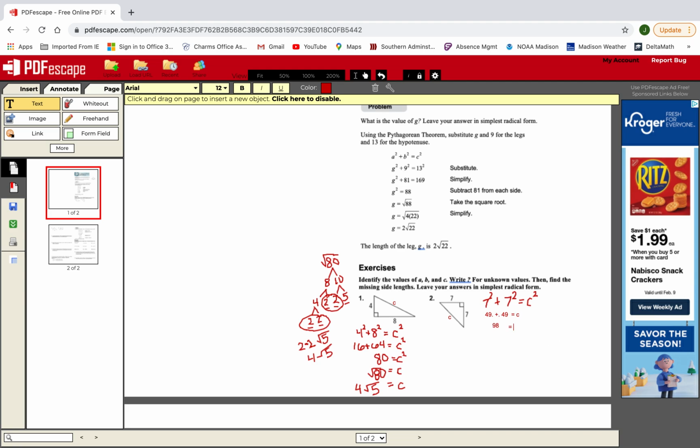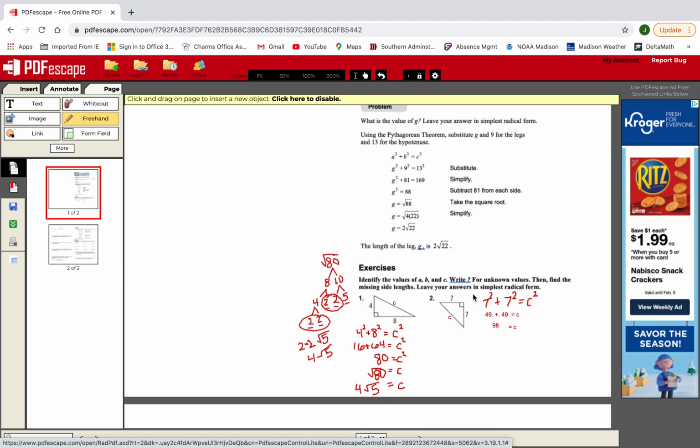I'm going to put my squared in just a minute. I'd like to type when I can because I think the tip of this pen needs to be changed. This is c squared. So I undo a square by taking the square root of both sides. So the square root of 98 is c.